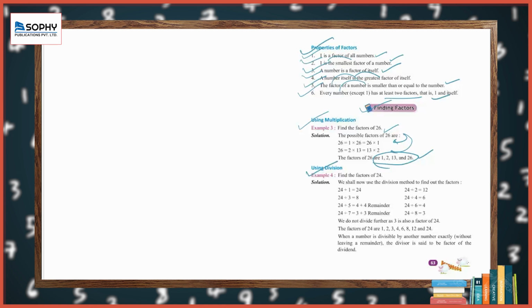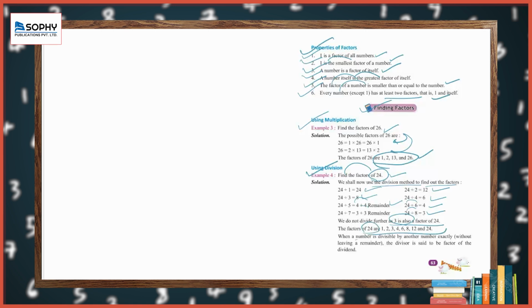Now using division. In example number 4, we have to find the factors of 24. We shall now use the division method to find out the factors. So here is 24, 12. When we divide it by 3, 8, by 4, 6, by 6, 4, by 8, 3. But here we have to add remainder. So we do not divide further as 3 is also a factor of 24. So the factors of 24 are 1, 2, 3 and so on up to 24.